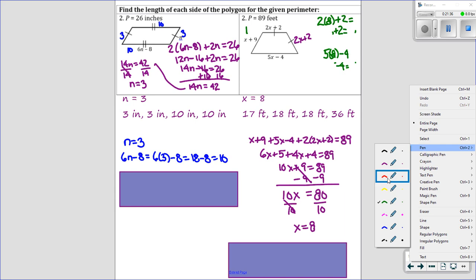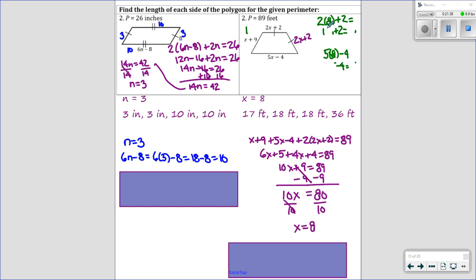Alright, so let's do this again. So this would be 18. That'll be 40, and then this gives me 36, and then that's 17. So let me put the right thing. That's 18, 18, and then this is 36. Okay. So there you go. I goofed there. It can happen to the best of us.